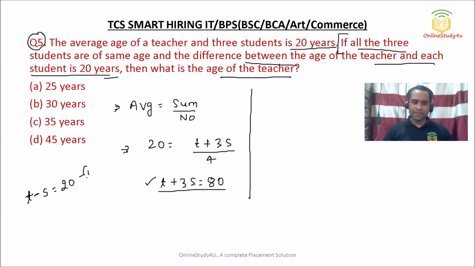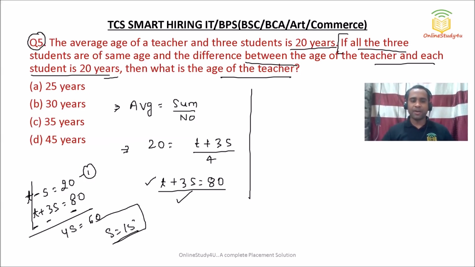So friends, we have one equation here, T minus S equals 20, and another equation, T plus 3S equals 80. Now just subtract. So this will become minus and this will also become minus, so this will get cancelled. So 4S, because this will get added, and 80 minus 20 will be 60. So S will become equal to 15. We got the age of a student is nothing but 15.